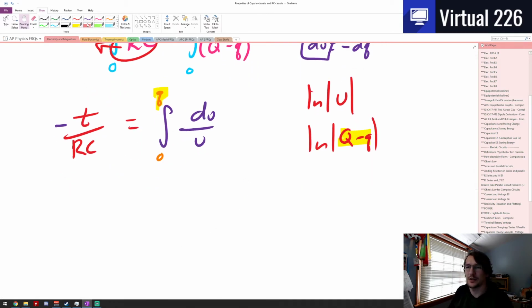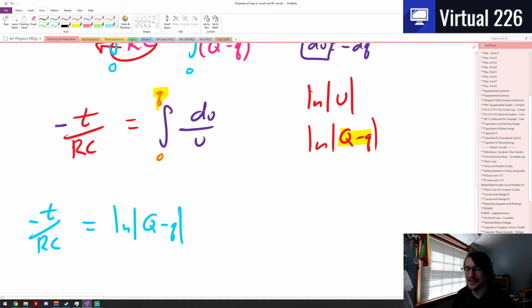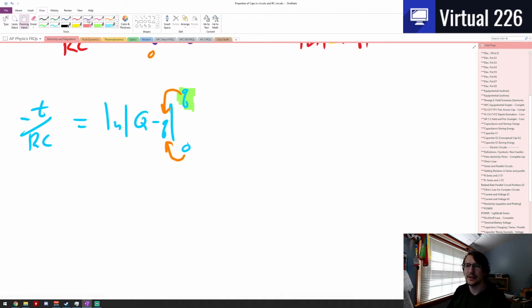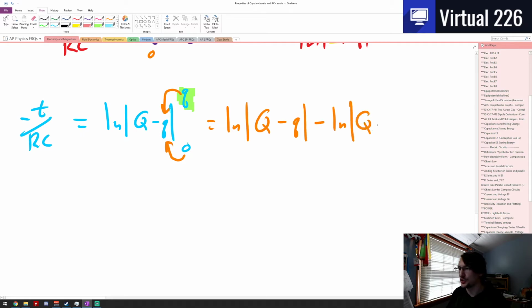So let's write this out here. What we have is negative t over rc, and this is going to equal the natural log of q minus q, and this is bounded from 0 to q. And what this means is that I need to take the top term and plug it in for q, and then I need to subtract the bottom term in from q from that quantity. So the way this will look is the natural log of q minus the top term q minus the natural log of, well, q minus 0 is just the natural log of q.